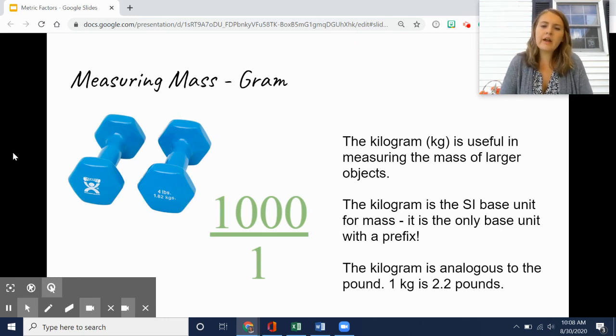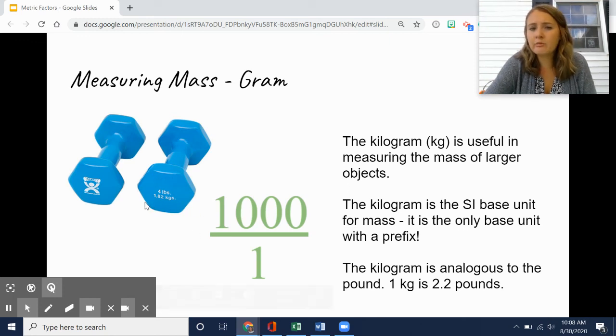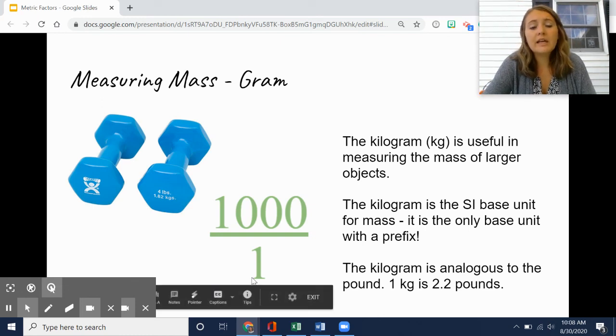And a kilogram is analogous to the pound. 1 kilogram is about 2.2 pounds. So 1 kilogram is actually heavier than a pound. When we look at this, we can think of dumbbells or weights. Usually they'll have however many pounds written on them. Some of them actually also have the kilogram rating on there. So these are 4-pound weights, but that would be very similar to 1.82 kilograms. So thinking back, we said a gram was like a paper clip, and we have kilograms.